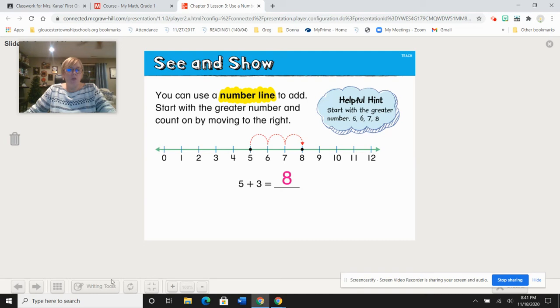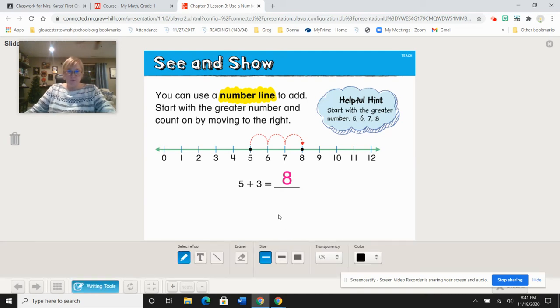When you are counting on a number line, this is really important for you to know. When you're counting, you start at the greater number. And again, you know me, I like to circle the greater number here. So start on the 5. And you don't start counting on until you move your finger, you move your pencil, you move the cursor on the computer. Do not count until we move.